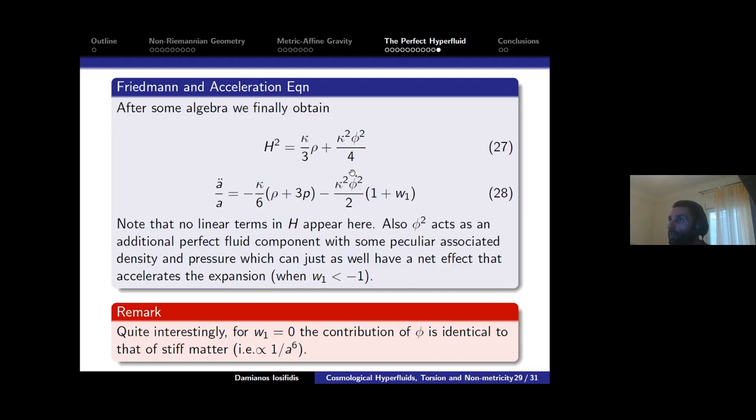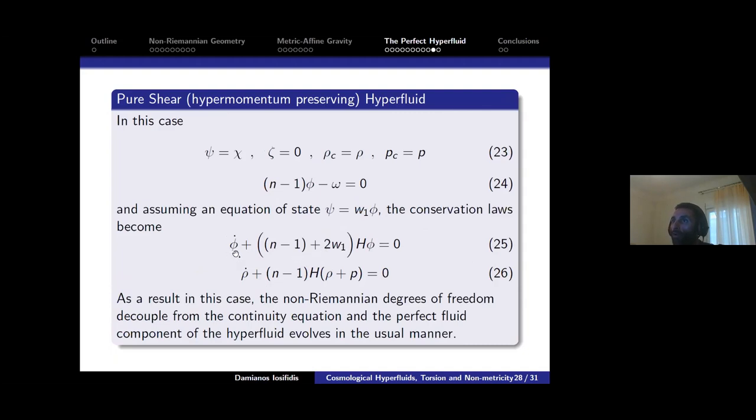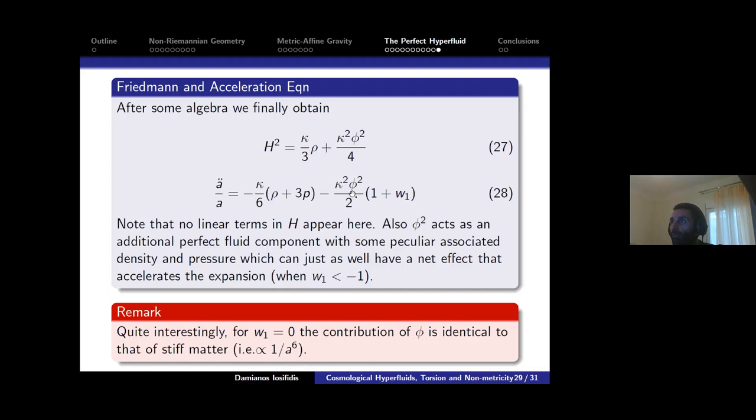And also we see here the acceleration equation. Here we see that only combinations of phi squared appear. So in general, this term will accelerate the expansion as long as this W1 is less than minus one. So we see here that this non-Riemannian effect can accelerate the expansion. And what is interesting is that if we have an equation of state W1 equal to zero, then in this case we have deceleration. If W1 is zero, phi goes like 1/a to the third power. So if we plug it in here, we will have a term that goes something like 1/a to the sixth.